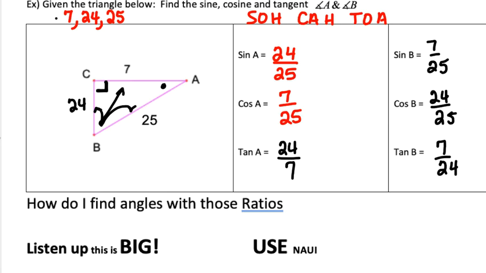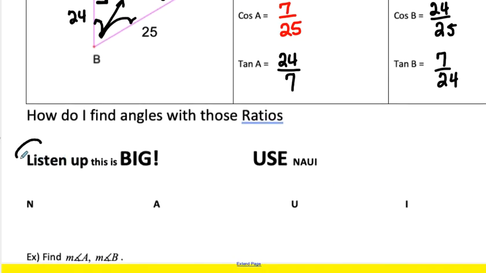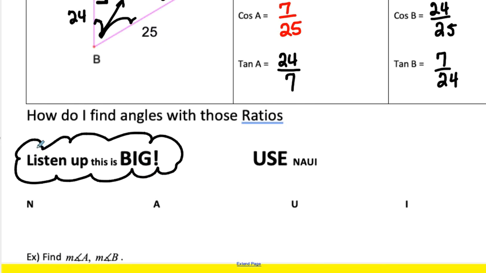So now how do I find the angles? All right, it's time to listen up. This is big. We use NAUI. That's right, we use NAUI.